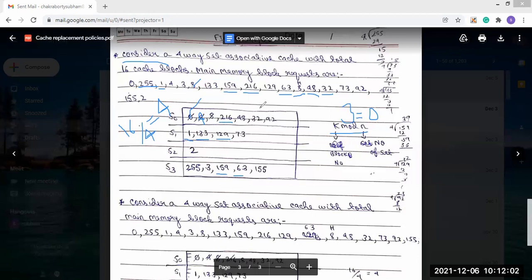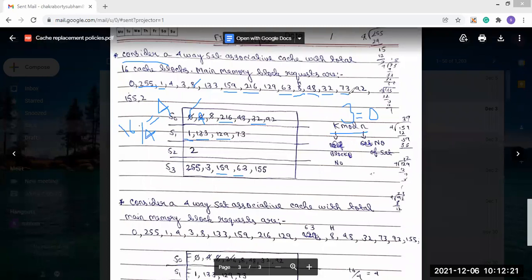So we have to replace this 4th block to accommodate the 32. So 32 will be accommodated here. So like this we will use the 32. Now we will accommodate this 32 here. Then next 73.